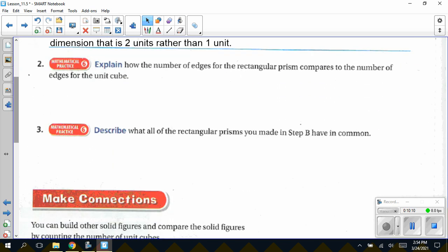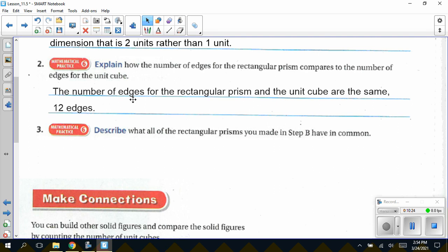Moving on to question number 2. Explain how the number of edges for the rectangular prism compares to the number of edges for the unit cube. Again, from our investigation, we found that they both had the same exact number of edges. You created one longer face, so therefore you created a longer edge. So you still have your 12 edges.